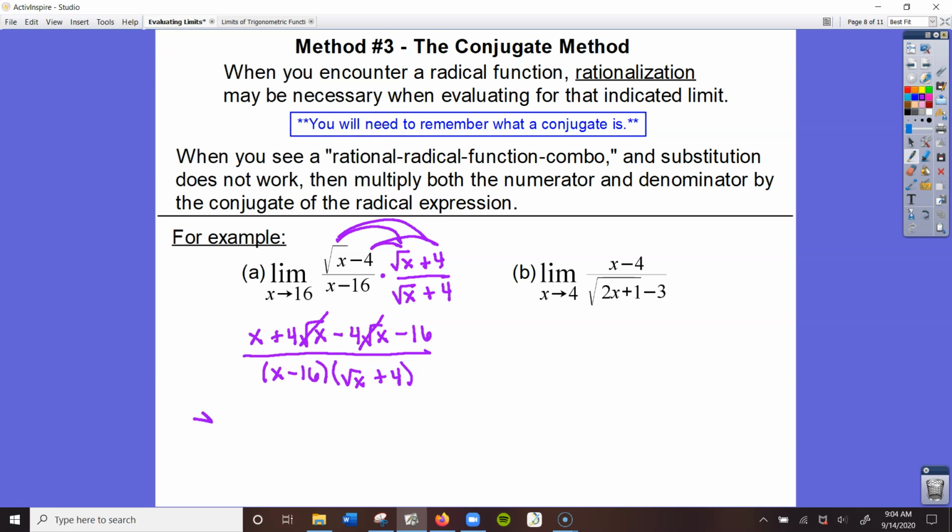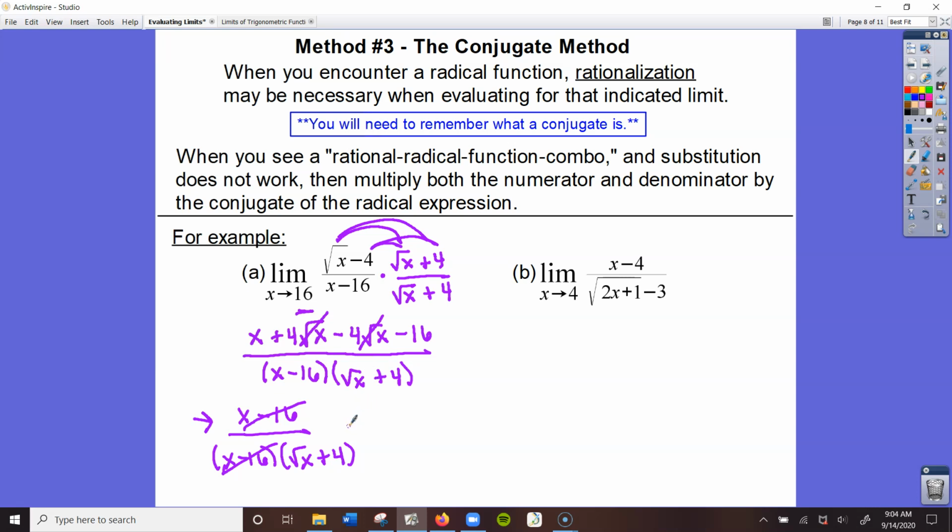So now what ends up happening is when you simplify your function, we get x minus 16 in the numerator over x minus 16 times the square root of x plus 4. That factor, x minus 16, cancels, which is the factor that was giving me an issue because when I plug in 16, I would get 0 in the denominator.